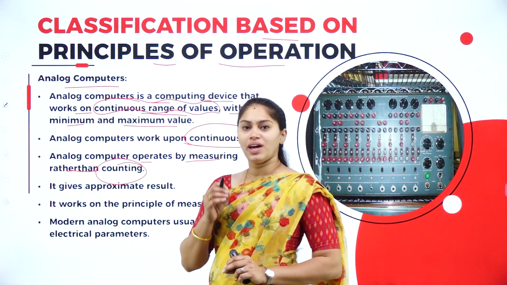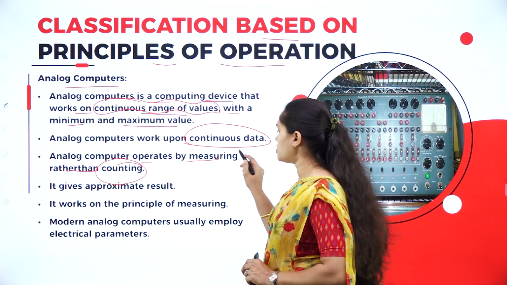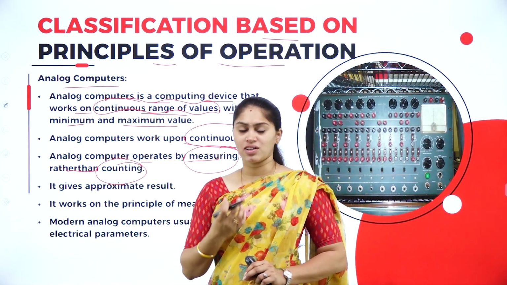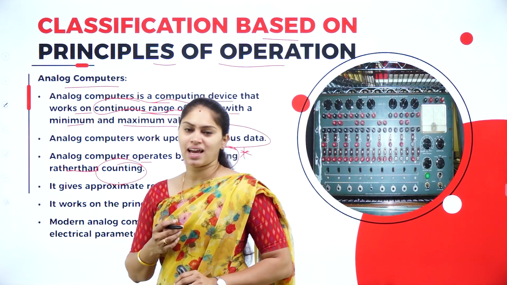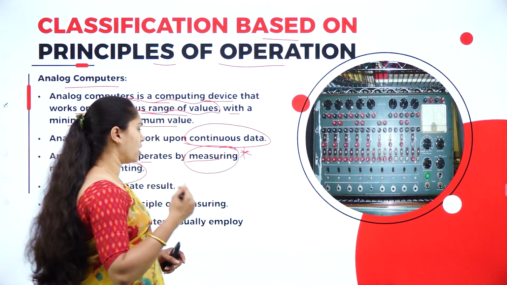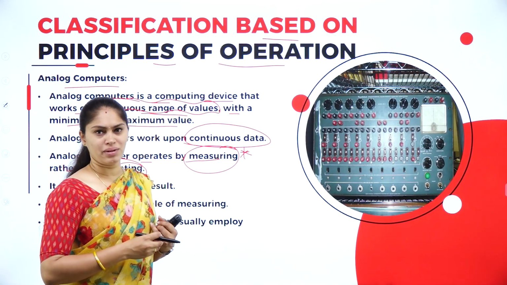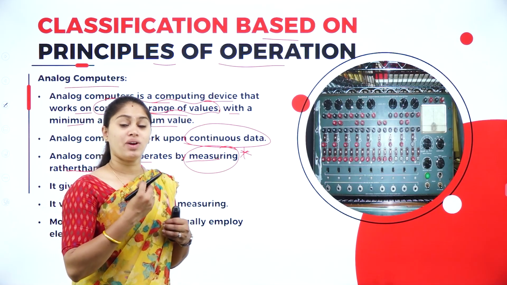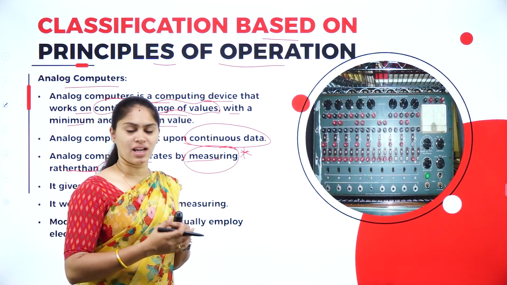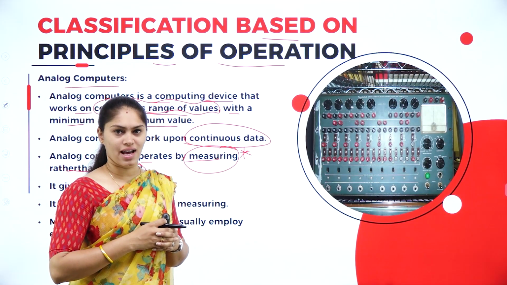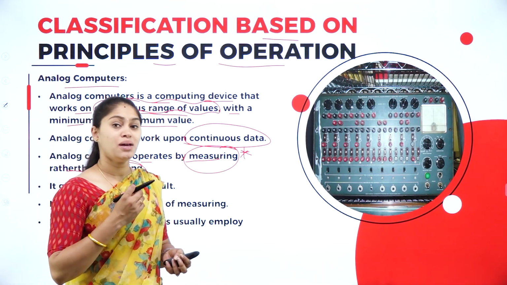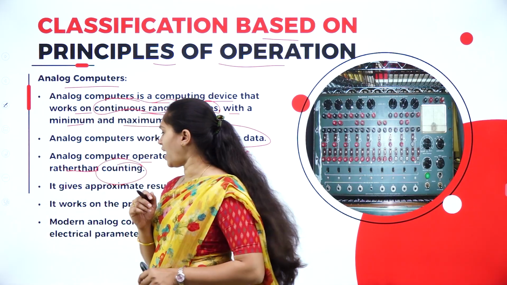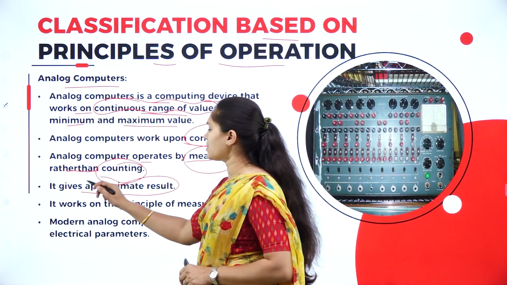So here we are mainly giving weightage for the purpose of measuring rather than counting. So we are measuring. What are the different examples we can take for this analog computer? You can take the example of speedometer, voltmeter, seismometer, all those meters which we are measuring. For that purpose, we use that kind of computer, which is considered as what? Analog computer. Main weightage is given for the measurement rather than counting, and it will give an approximate result.